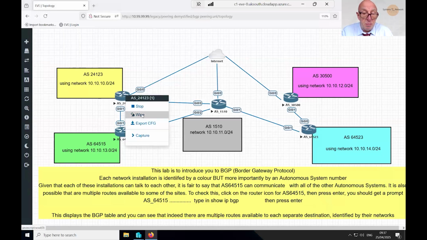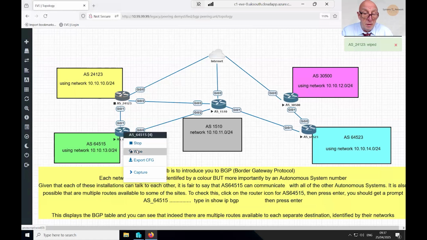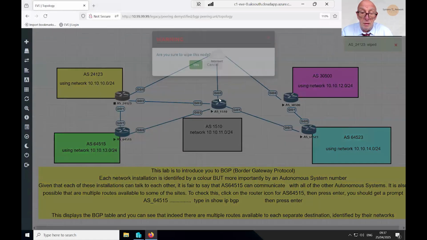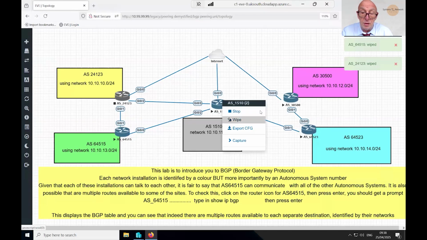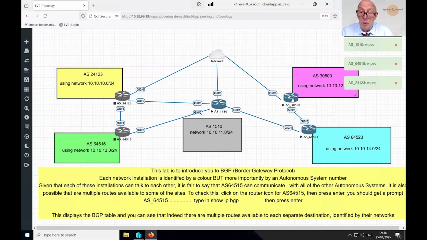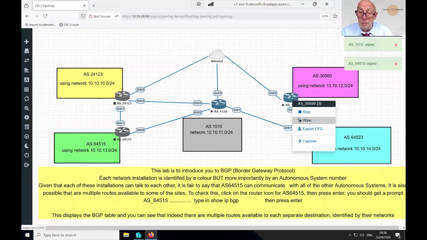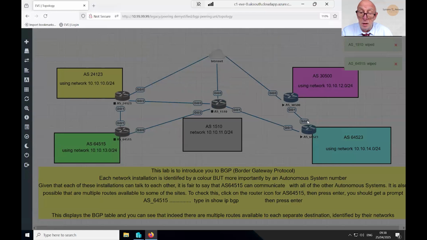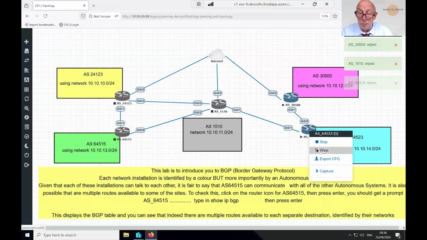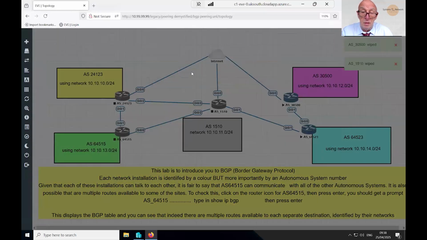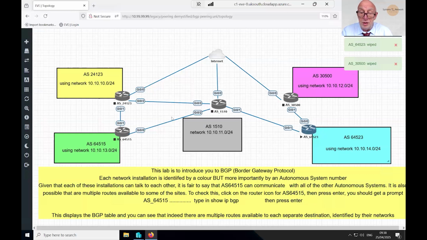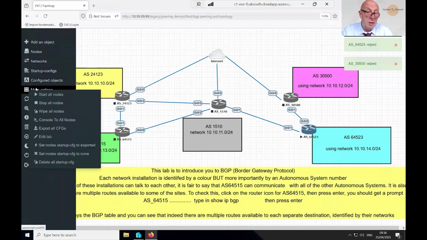What I'm just going to do, chaps, bear with me, is wipe the device. So that should have cleared all of these devices down, and I will restart them.